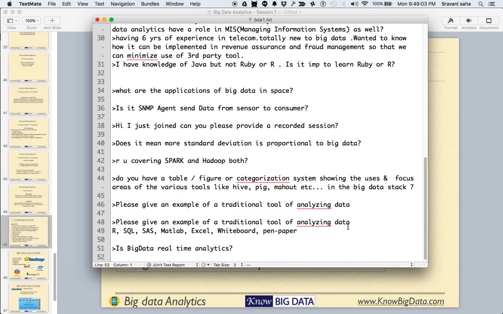Mohammad's question is, is big data real-time analytics? Real-time analytics is just one part of it, the part that handles the velocity. And then there is a part that handles the analytics of stagnant data, which is the volume of the data.